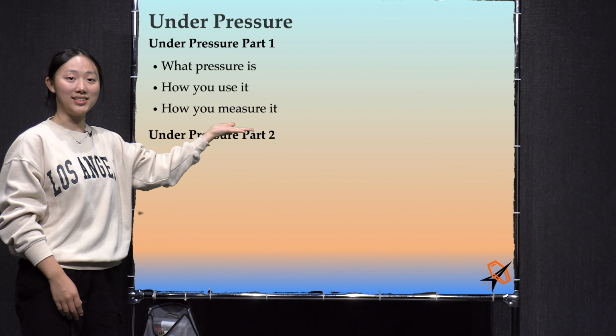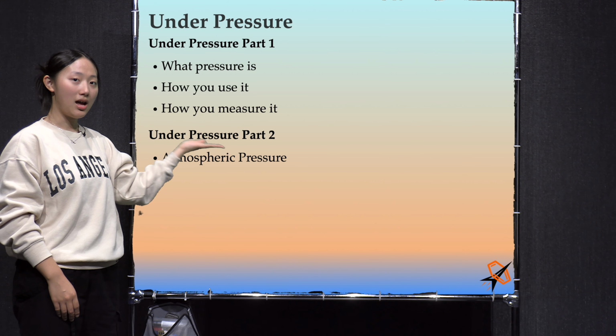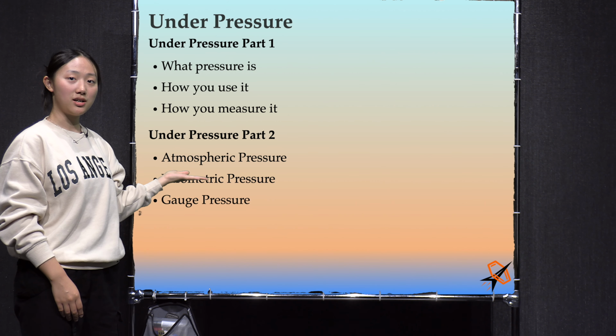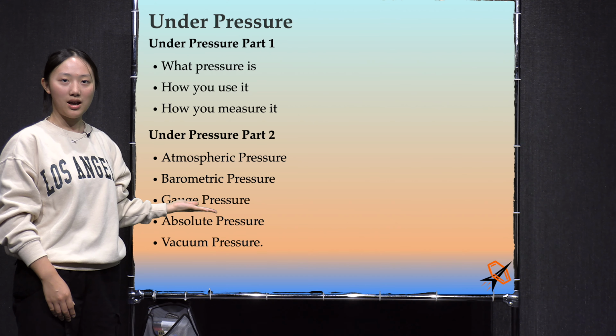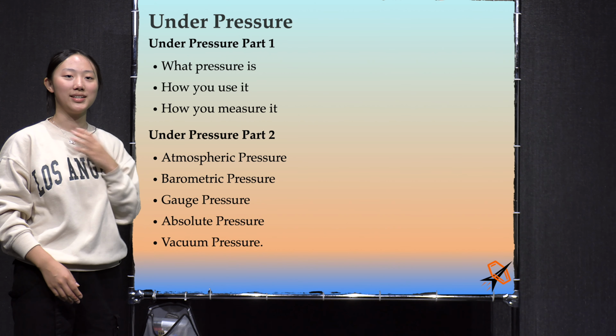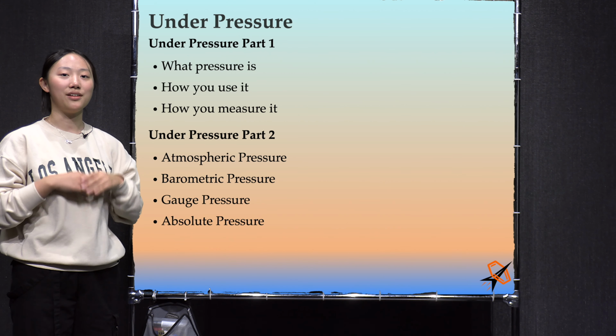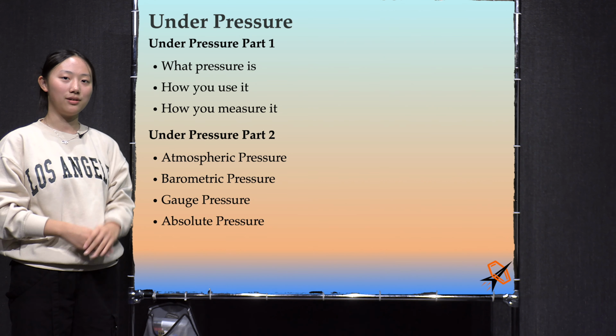Part 2 continues the discussion with atmospheric pressure, barometric pressure, gauge pressure, absolute pressure, and vacuum pressure. Pressure is one of the most common variables in chemical processes, and understanding how to use it is fundamental to chemical and thermal processing.